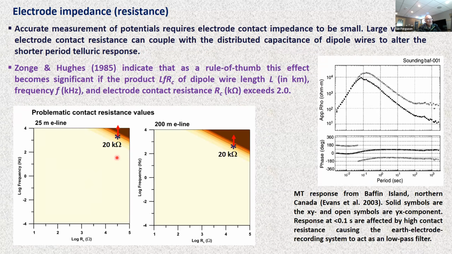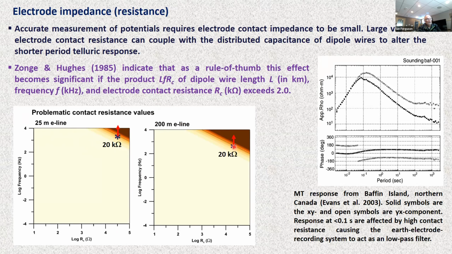And I put this information together just in a quick illustration here. It's showing the log of the contact resistance versus the log of the frequency for different electrode line lengths. And the colors of red to brown here are the less desirable responses, where this factor is above 2. And we can see here that for a not crazy contact resistance of around 20 kiloohms, we're going to start to affect the MT response at frequencies above about 1,000 hertz. And this is for a 25-meter line. For a 200-meter E line, the effects of a 20 kiloohm contact resistance will start to kick in at just a few hundred hertz.